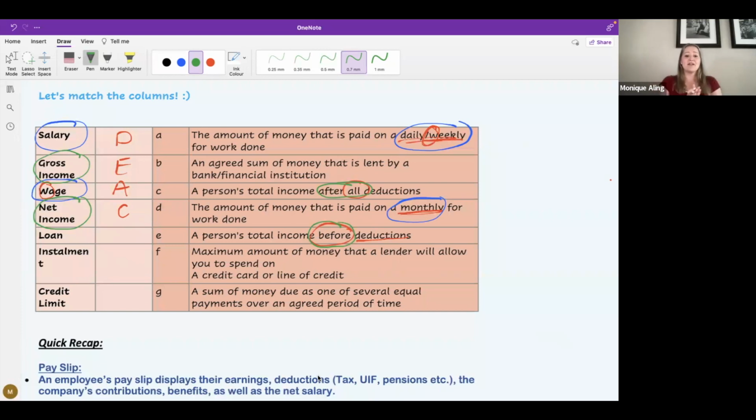So loan, an agreed sum of money that is lent by a bank or a financial institution. Good, you guys got that straight away. And then installment.